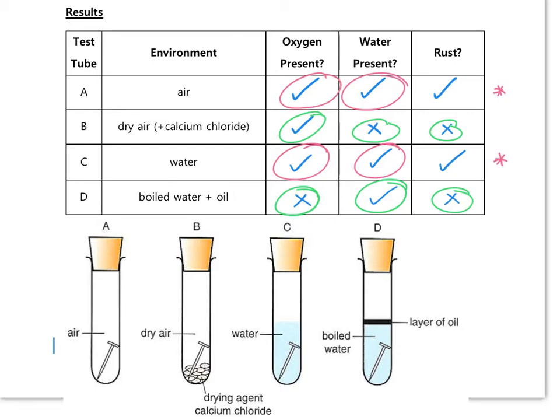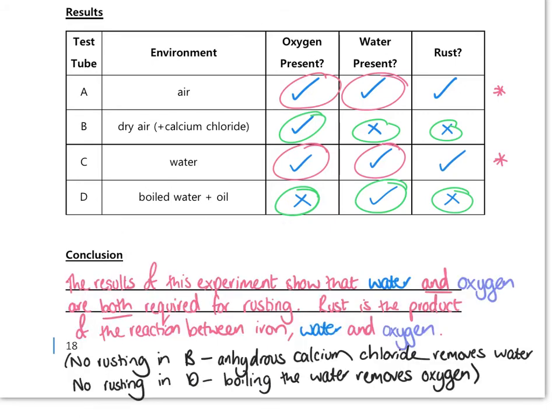So that's what we're going to write in our conclusion. In your conclusion, you don't have to write what I have written word for word, but you need to make very clear that the results of this experiment show that water and oxygen are both required for rusting, because rust is the product of the reaction between iron, water and oxygen. We're producing hydrated iron 3 oxide.